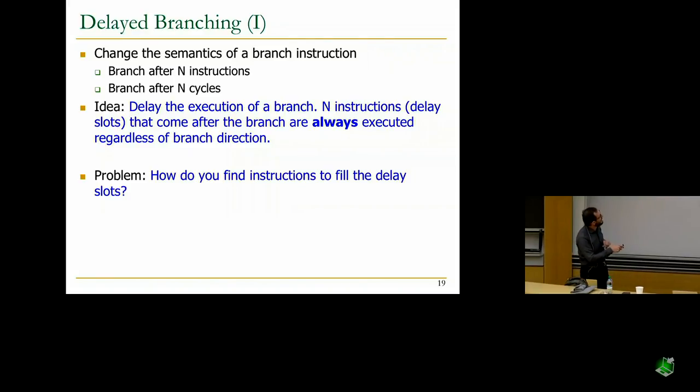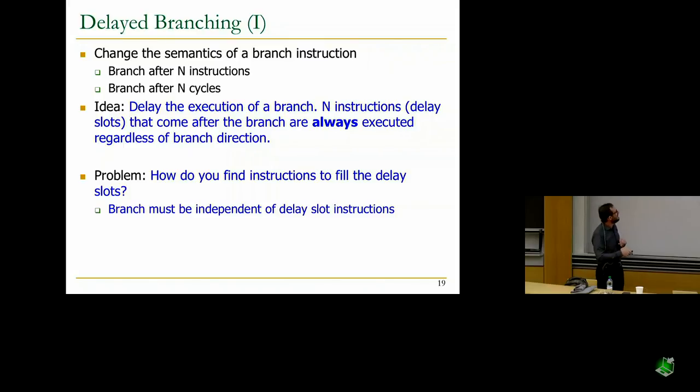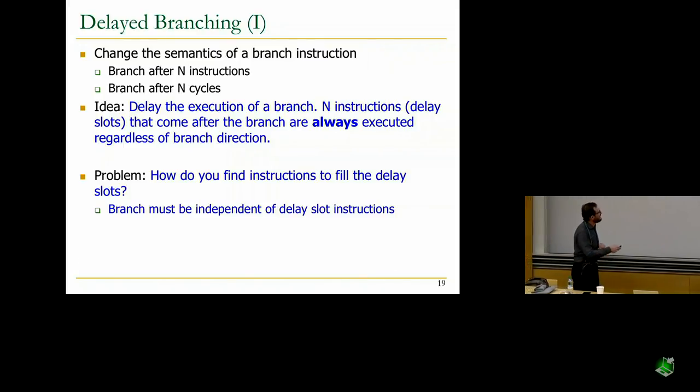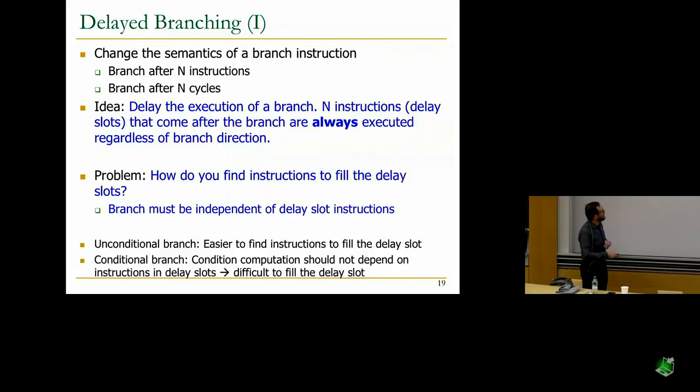The problem is, how do you find instructions to fill the delay slots? Branch must be independent of the delay slot instructions. And basically the compiler, the software, finds those instructions. So if it's an unconditional branch, this is relatively easy. It's easier to find instructions for the delay slot, because you could put stuff from the target into those delay slots, because you're going to jump to that target anyway, and you're going to execute those instructions.